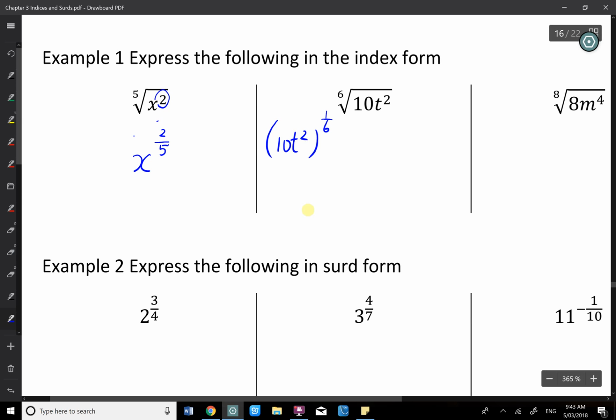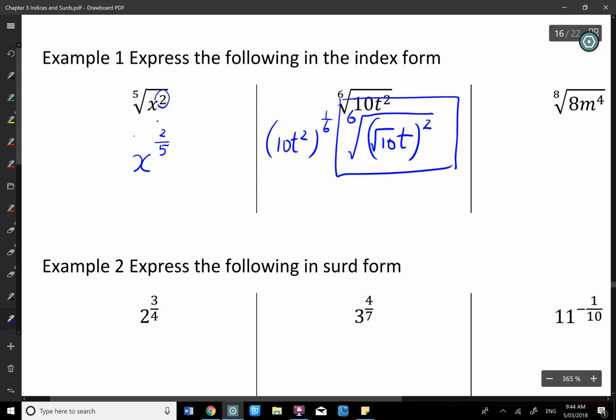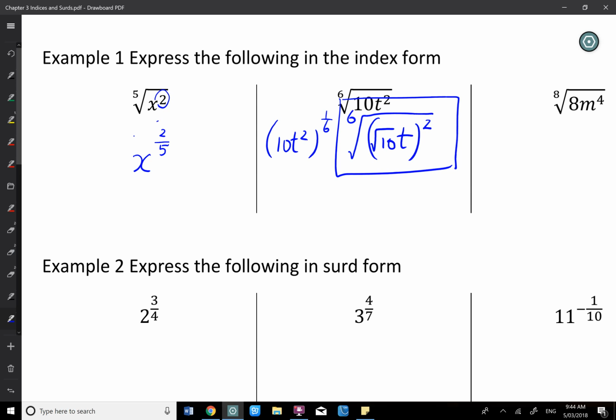So what I can do is change the 10 to root 10 t, and then I want to square it like this. If you can understand that. So I'll make 10 into root 10, and then root 10 squared will still be 10. Now you have root 10 squared and t squared, which uses index law number 4. So you can combine that back. It's root 10 times t and then the whole thing squared.